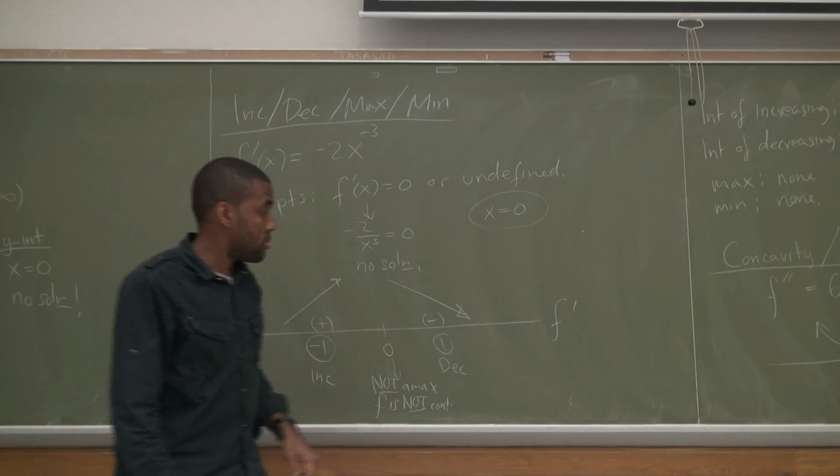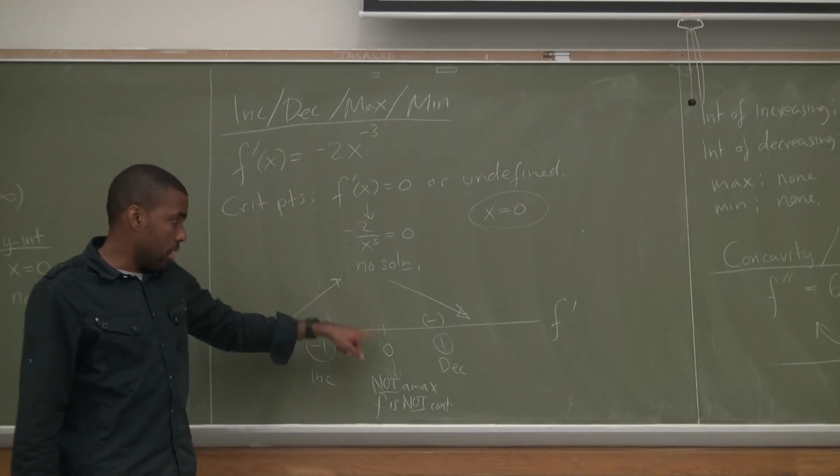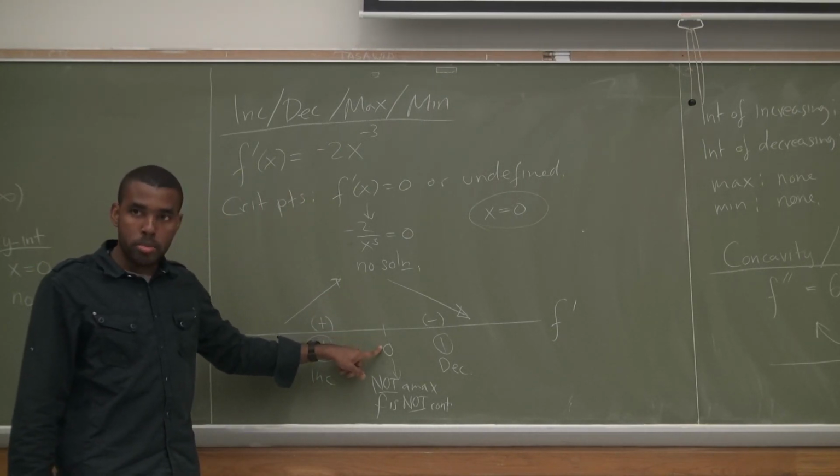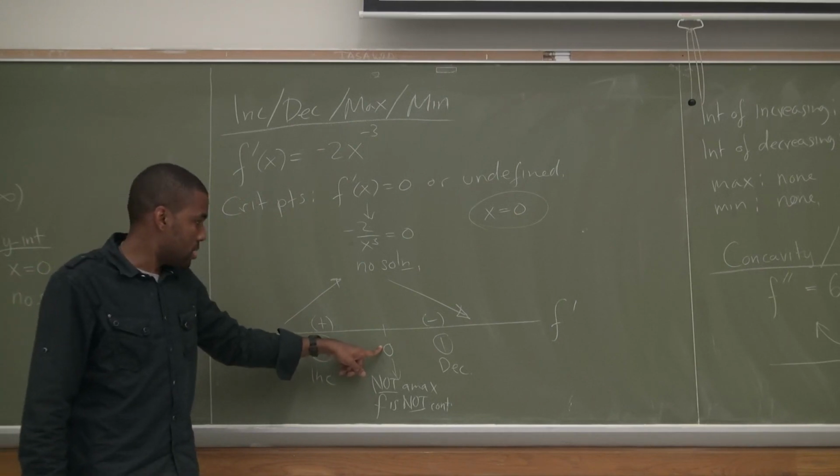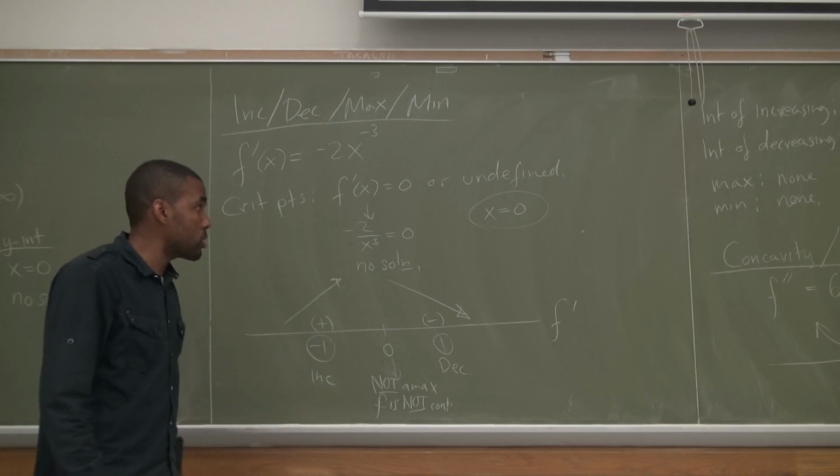If it did exist, that would be a max. If f existed at 0, this would be a maximum, yes. But here f does not exist at 0, so it can't be anything. It's an actual asymptote, which we'll get to in the next section.